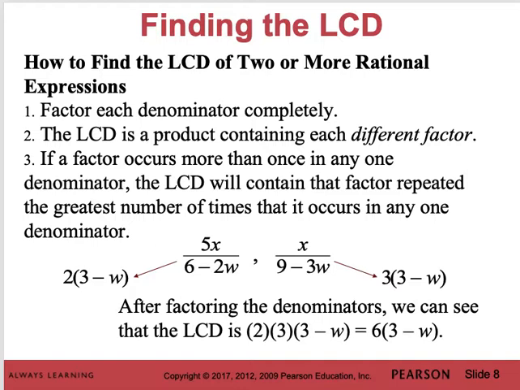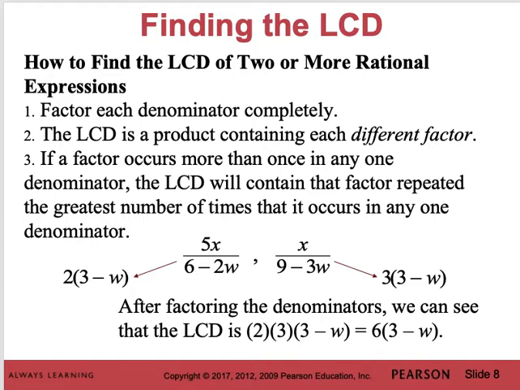When we're working with rational expressions, this is how we can find the least common denominator. The first thing we can do is factor each denominator completely. Then, the least common denominator is the product, so multiplication, containing each different factor. If a factor occurs more than once in any one denominator, the least common denominator will contain that factor repeated the greatest number of times that it occurs in any one denominator.